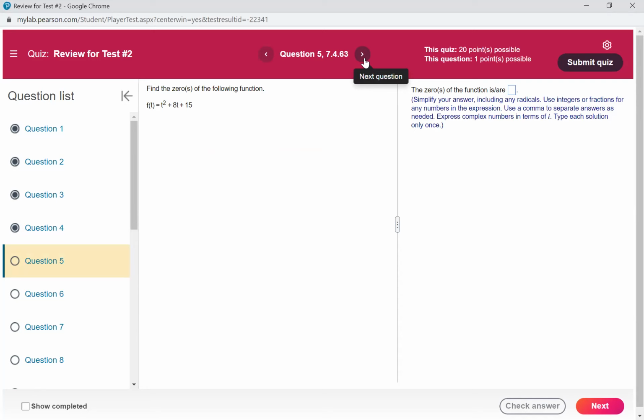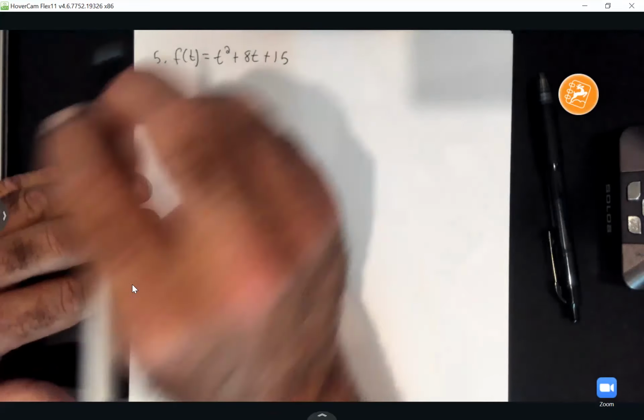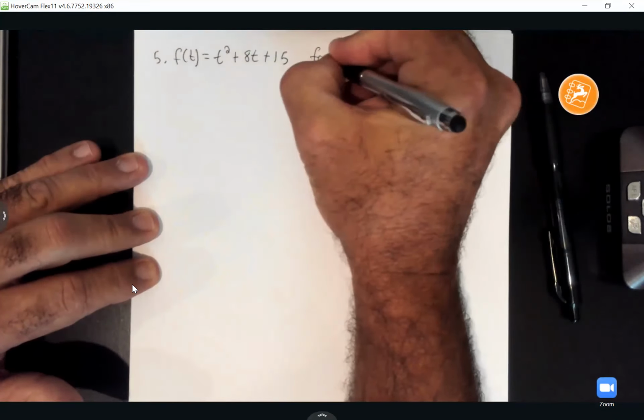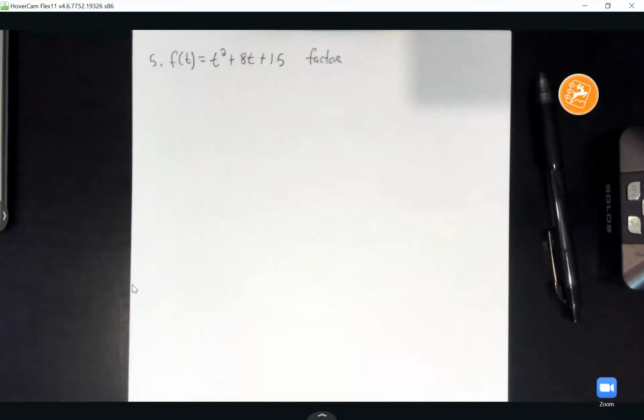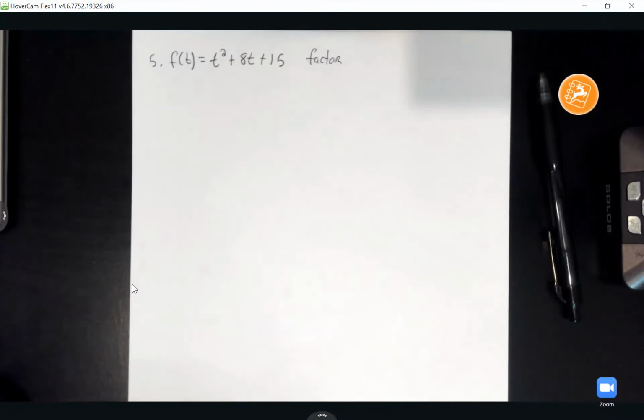All right, I'm going to write this one down. This is our number 5: f of t equals t squared plus 8t plus 15. All right, so I'm going to go pad and work this one. So y'all, number 5, we're going to factor. Number 5 is quick by factoring, and they want me to find the zeros on this.